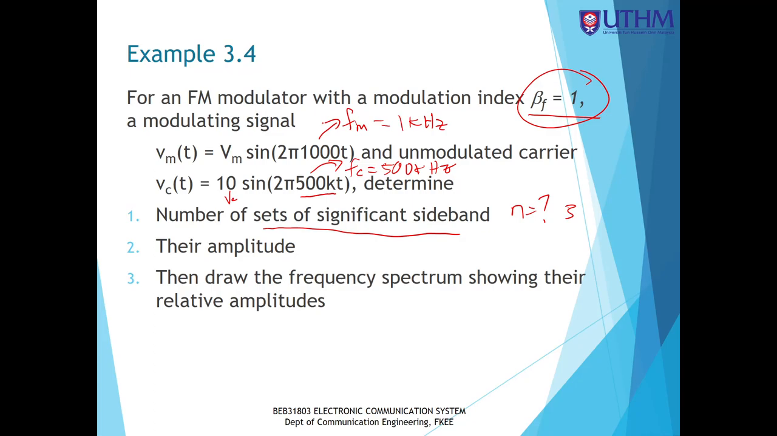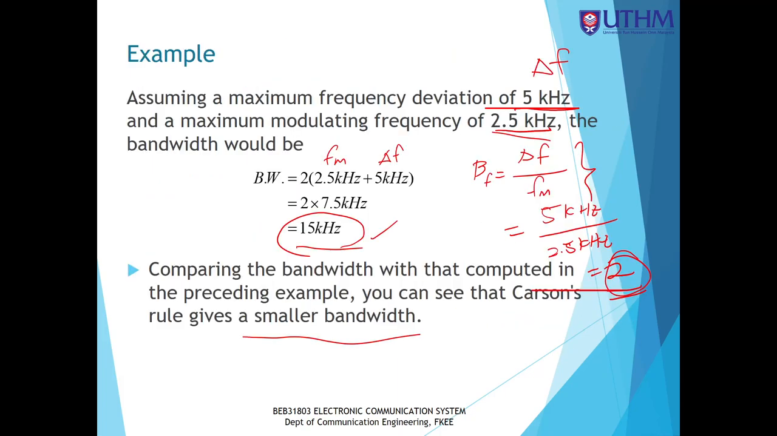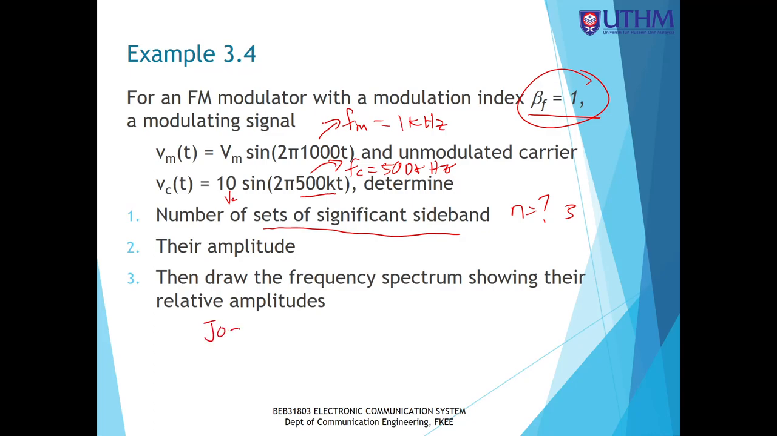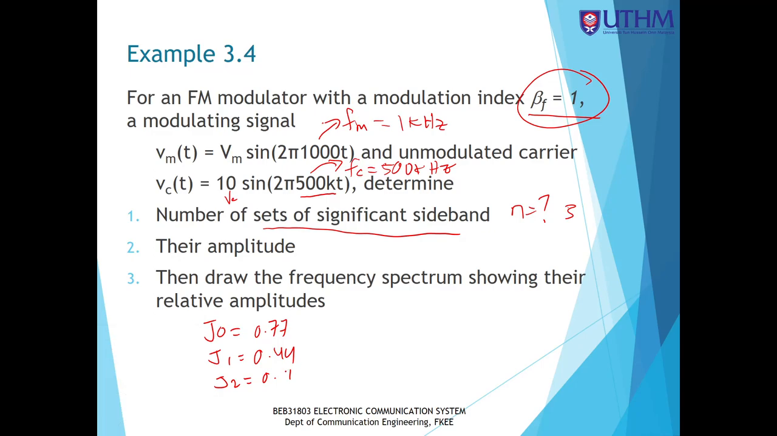Okay. And their amplitudes. Remember that we need to write the values from the table: J0 is 0.77, J1 is 0.44, J2 is 0.11, J3 is 0.02. Okay, so this is from the table. I rewrite again the values J0, J1, J2, J3.